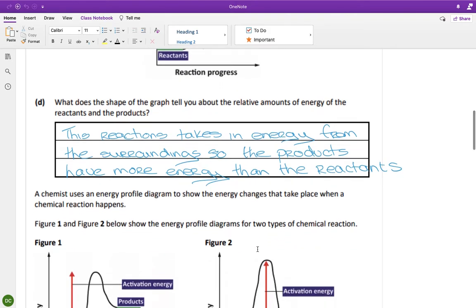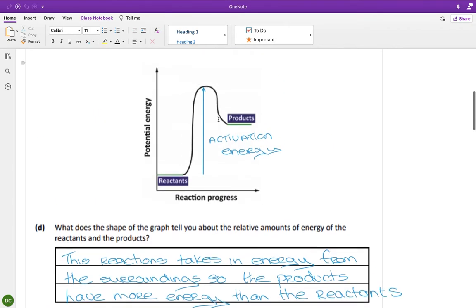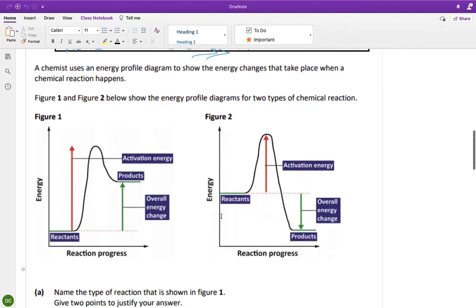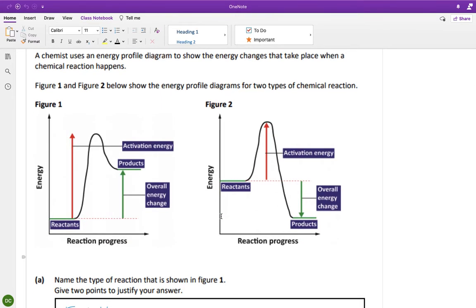And what does the shape of the graph tell you about the relative amounts of energy of the reactants and products? So the reaction takes in energy. It's an endothermic reaction which takes in energy from the surroundings. So the products have more energy than the reactants. And you can see that here. The products are up here, the reactants are down here. Okay?